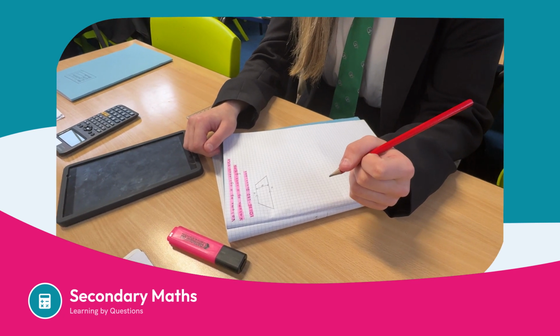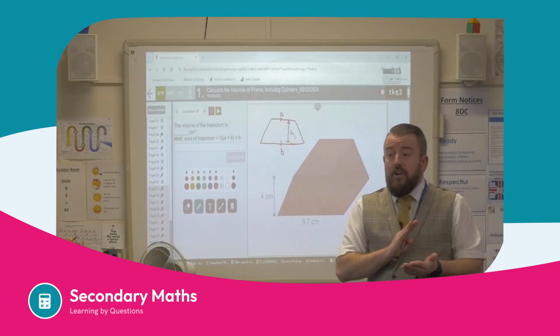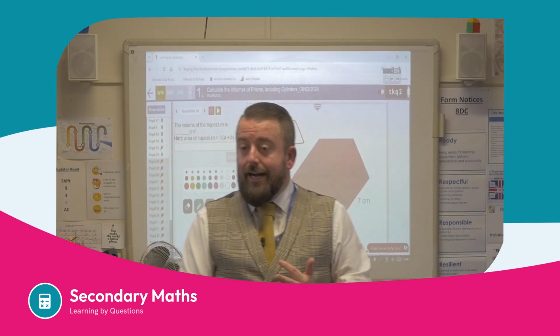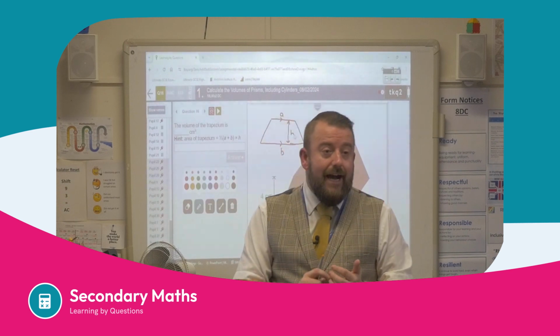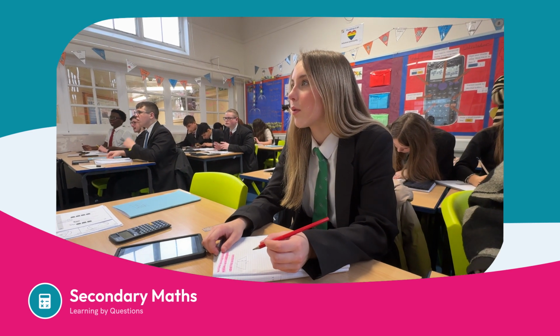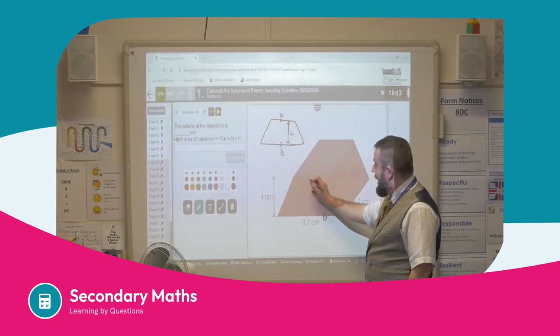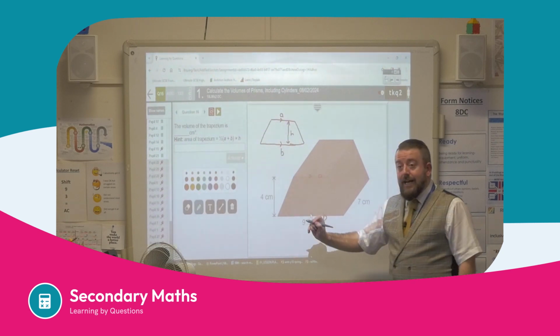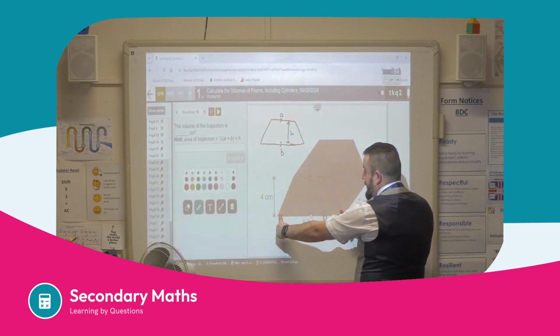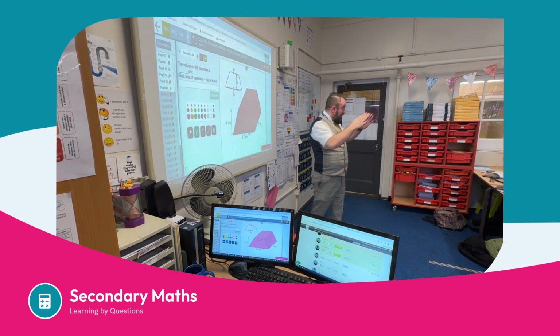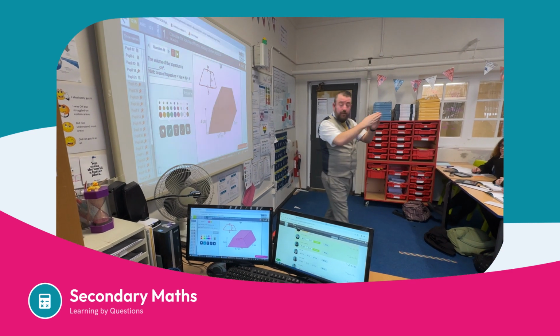So, when it comes to finding the area of a trapezium, Year 10, it's the sum of the parallel sides multiplied by the height and half it. I'm going to do A and B. So this is A, this is B. Because if you see, these are the parallel sides. These aren't parallel, are they? They're not parallel because they are going to meet at one point, okay?